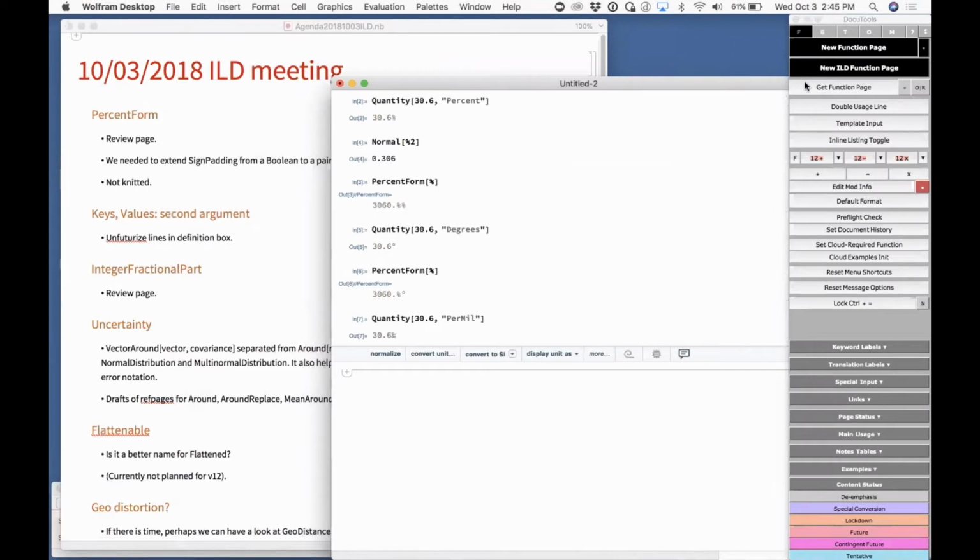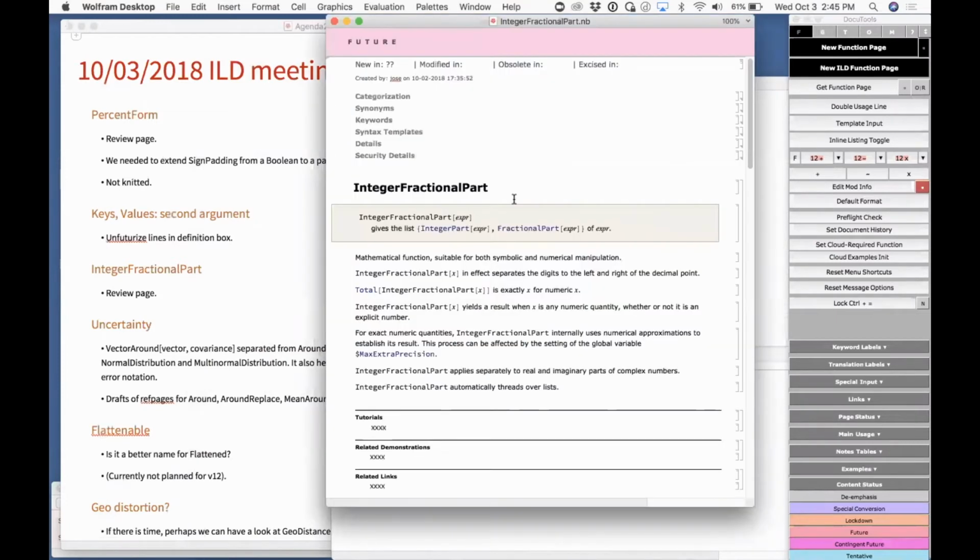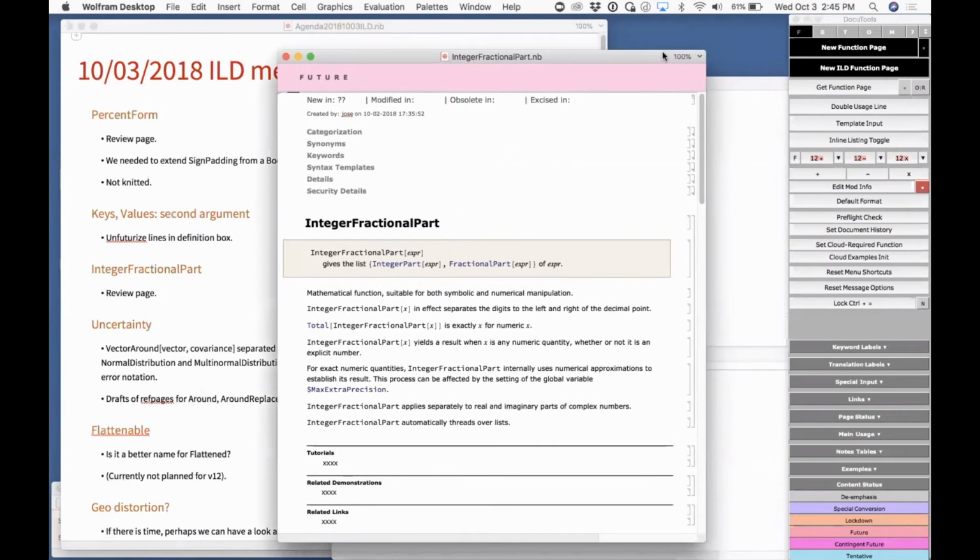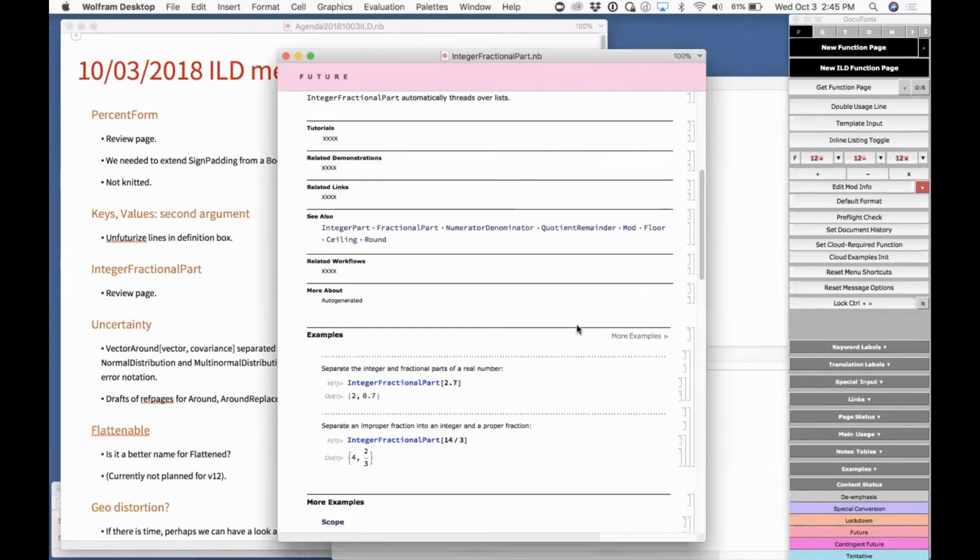Okay. Integer fractional part. Yes, we added recently numerator denominator. So this is the same type of thing, only far more controversial. Well, yes, we've got some comments saying that the right way to do this is to implement it to not destroy packed array capabilities. So the integer part would return the same type as the input.